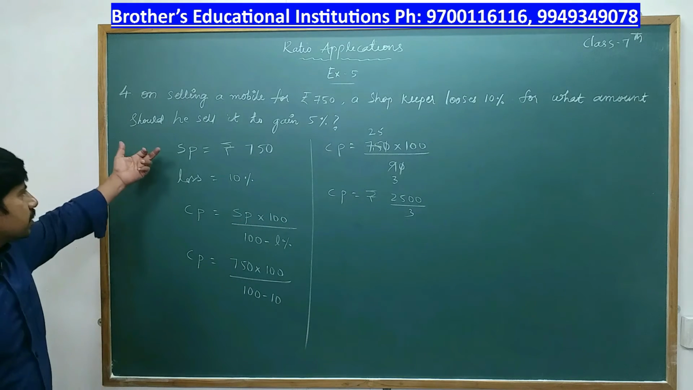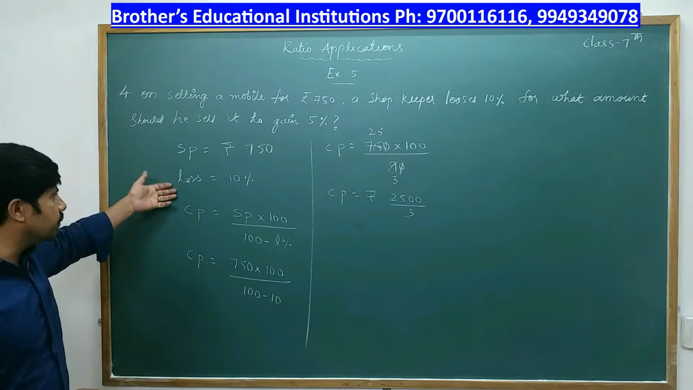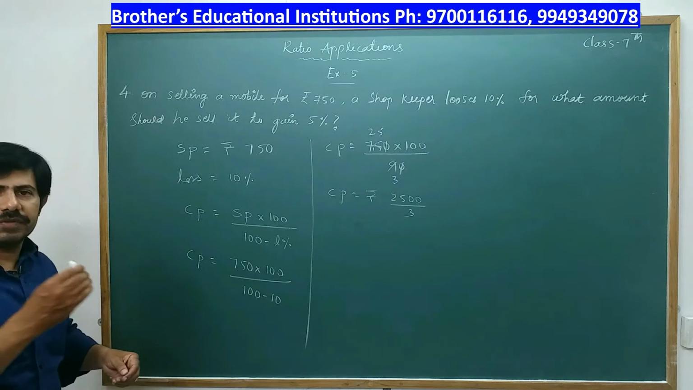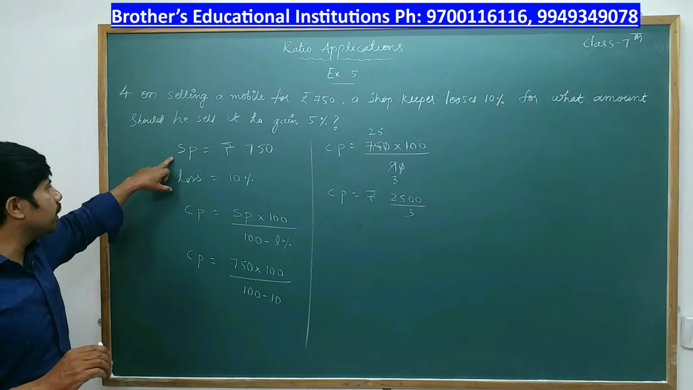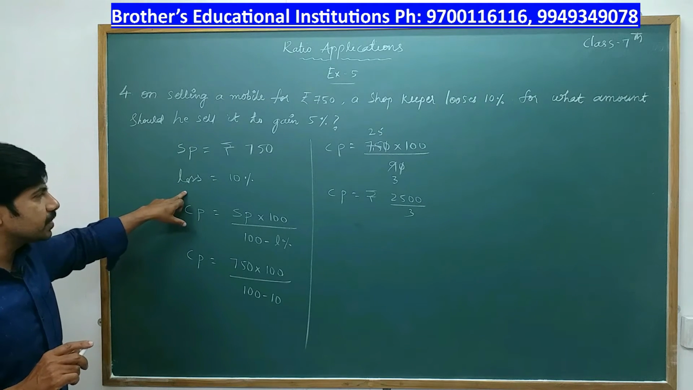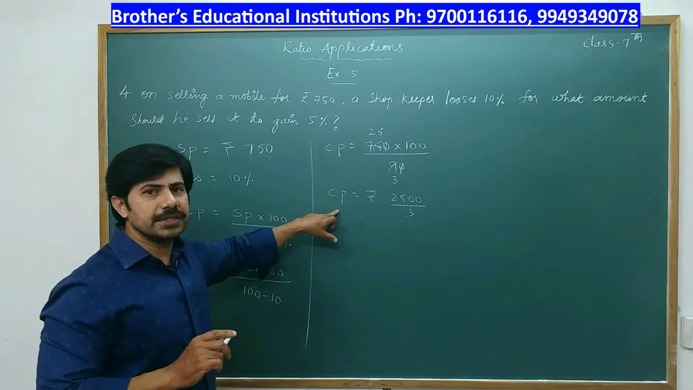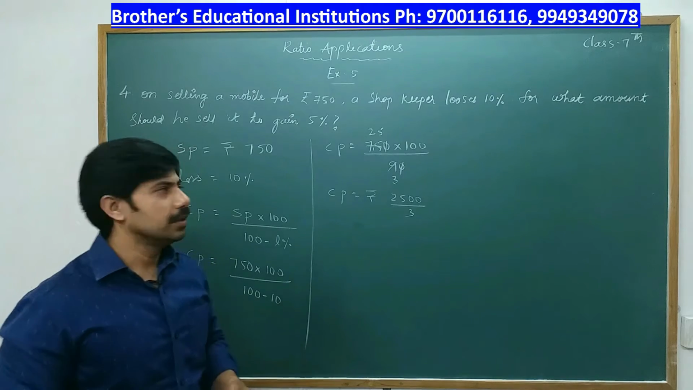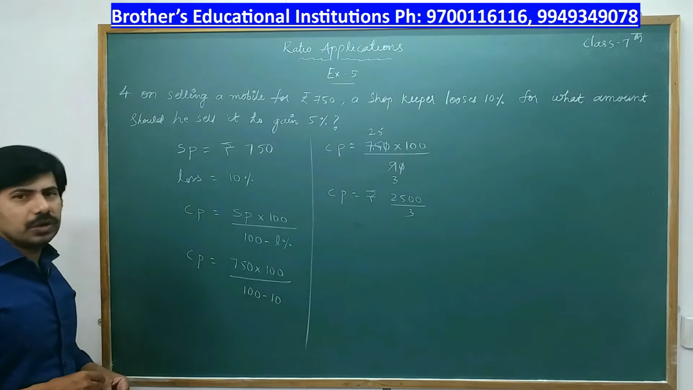See, first selling price is given and loss is given. So when selling price is given, we have to find cost price. If cost price is given, we have to find selling price. So the selling price of a mobile is 750, the shopkeeper loses 10%, then what is the cost price? Cost price is 2500 by 3.